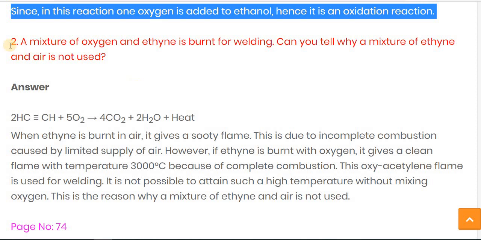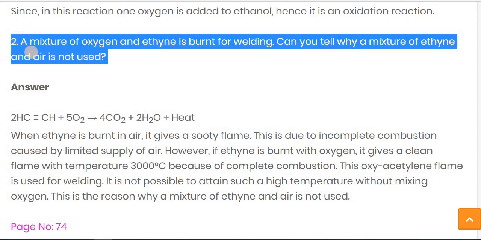Now the second question: a mixture of oxygen and ethyne is burned for welding. Here you have to concentrate on the spelling of ethane, ethene and ethyne. Here the YNE is given, which stands for the triple bond. So the question is, a mixture of oxygen and ethyne is burned for welding. Can you tell why a mixture of ethyne and air is not used?